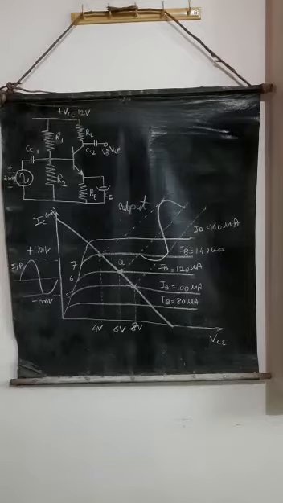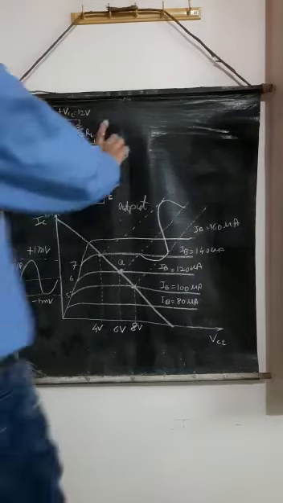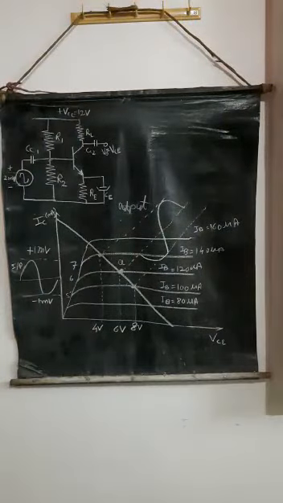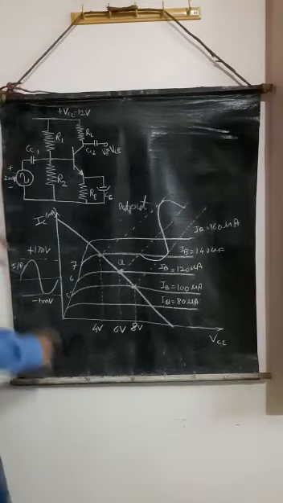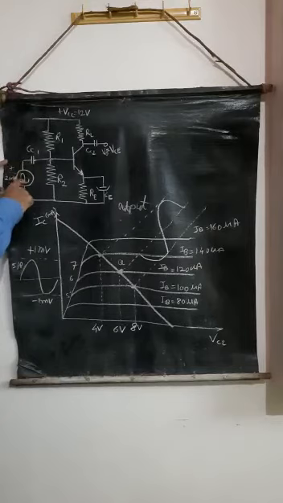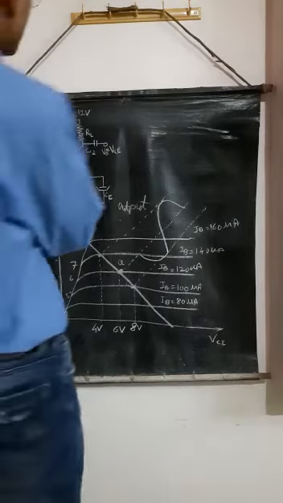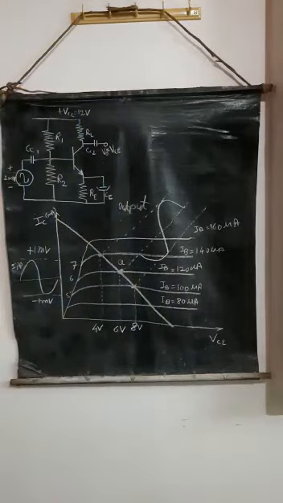Now this first figure shows that an input signal of 1 plus or minus 1 millivolt is applied to the transistor amplifier. This 1 millivolt signal is applied to the base of the transistor.